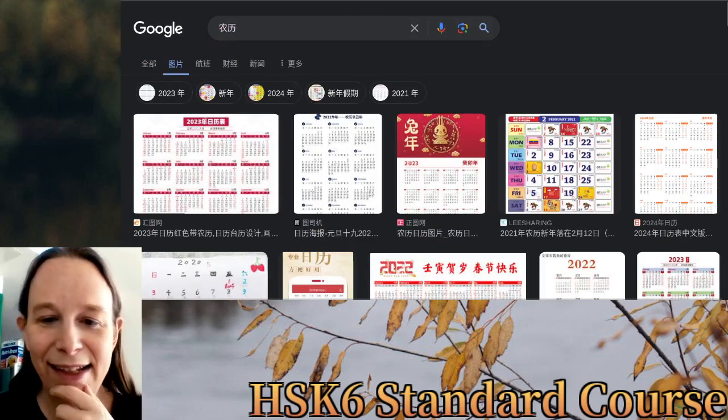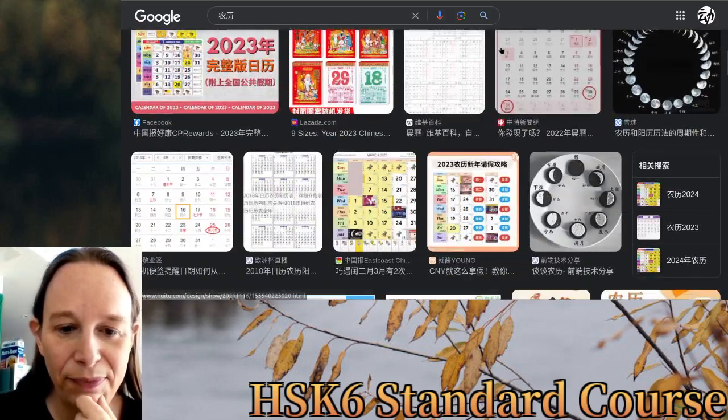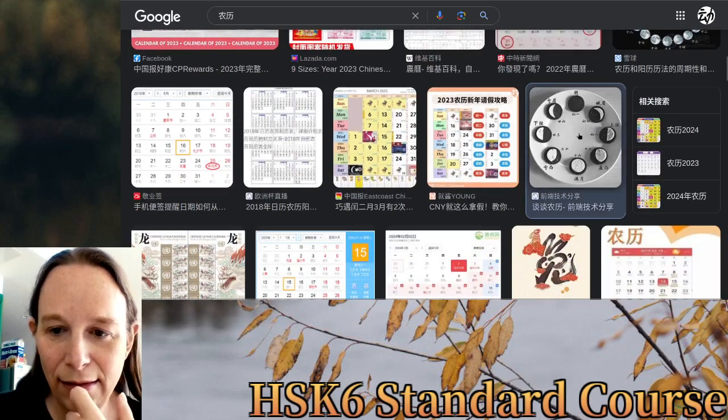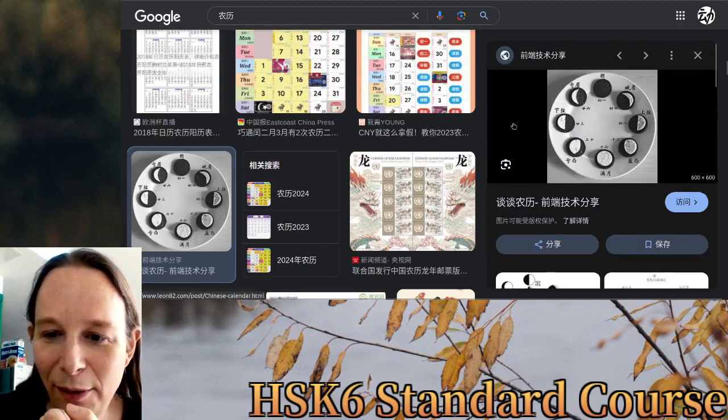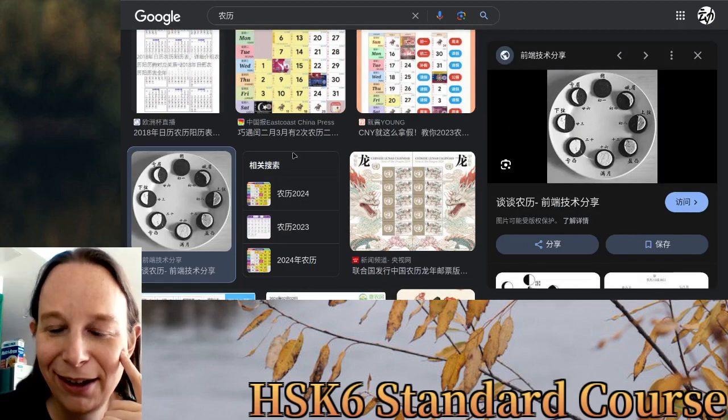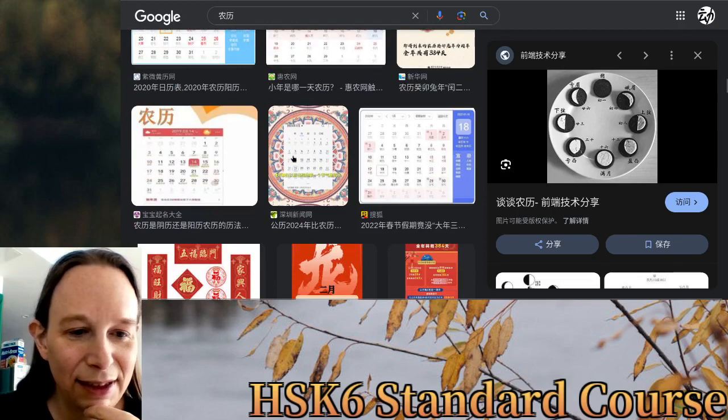So there's a few dates in the lunar calendar you need to know. What's that? It's an Oreo clock. 农历.